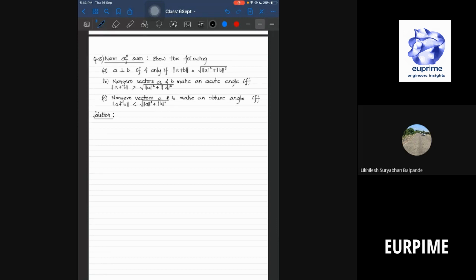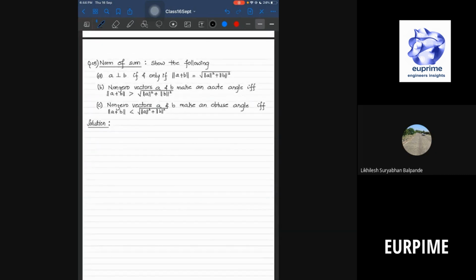Here we have to show that a vector A is perpendicular to B if and only if the L2 norm of A plus B is equal to the square root of the L2 norm square of A plus the L2 norm square of B. In part B, we have to show that non-zero vectors A and B make an acute angle if and only if the L2 norm of A plus B is greater than the square root of the L2 norm square of A plus the L2 norm square of B. In part C, we have to show that non-zero vectors A and B make an obtuse angle if and only if the L2 norm of A plus B is less than the square root of the L2 norm square of A plus the L2 norm square of B. We will wait for 5 minutes and then we can look into the solution.